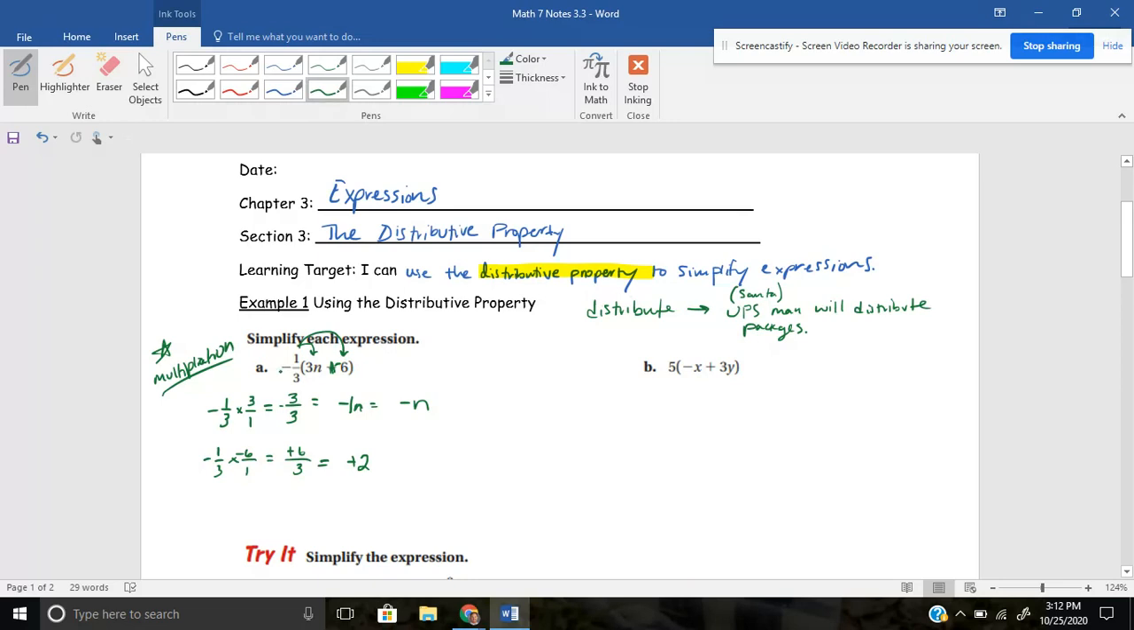All right, so when I multiplied, I'm going to use a different color now. When I multiplied negative 1/3 times 3n, I got negative n.